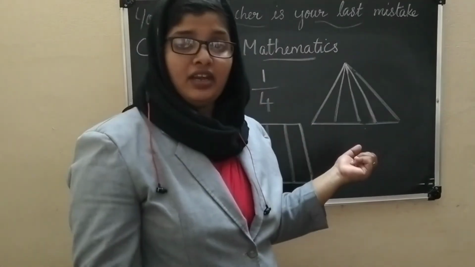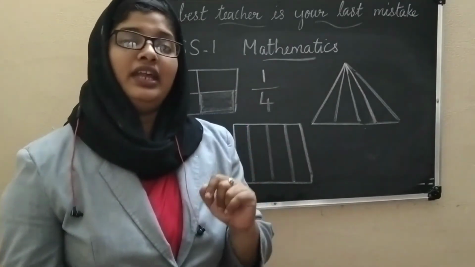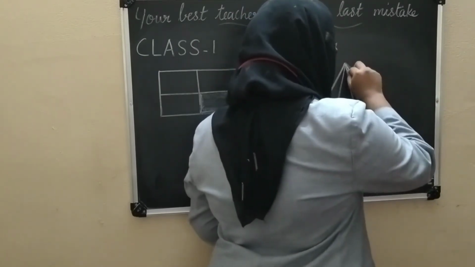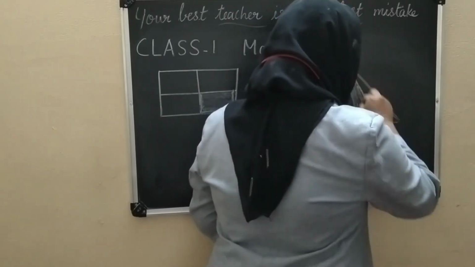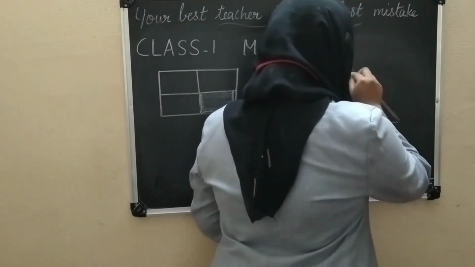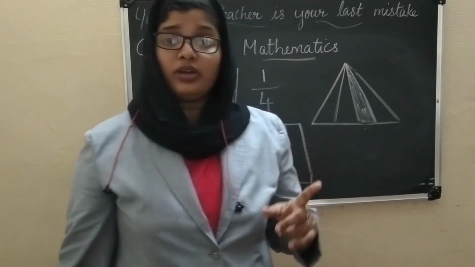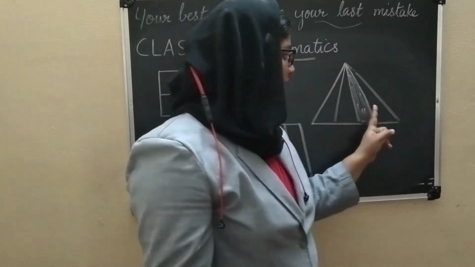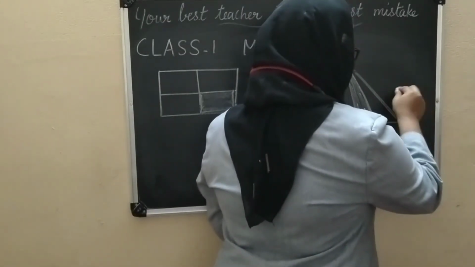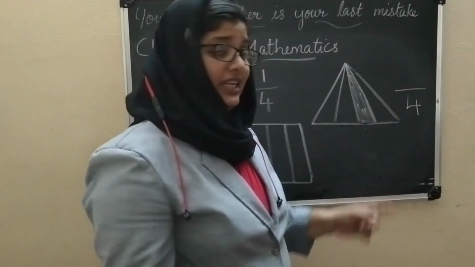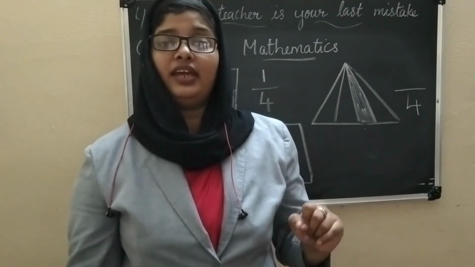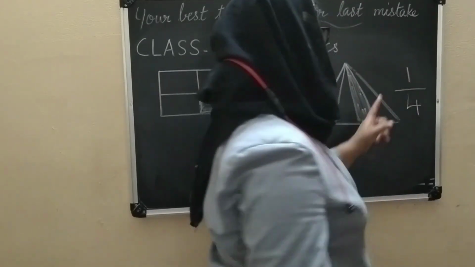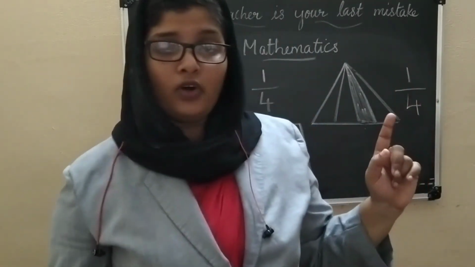Okay. Next figure. We need to shade any one part. Then we need to write the fraction for that shaded part. So I will shade this part. Okay. Then what will be the fraction? So we need to count total how many parts are there. 1, 2, 3, 4. So we need to write that 4 first. Then above that draw a line. Then we need to write the shaded part. How many parts are shaded? 1 part. One part is shaded. So we need to write that one. And 1 by 4 we call 1 fourth or quarter.